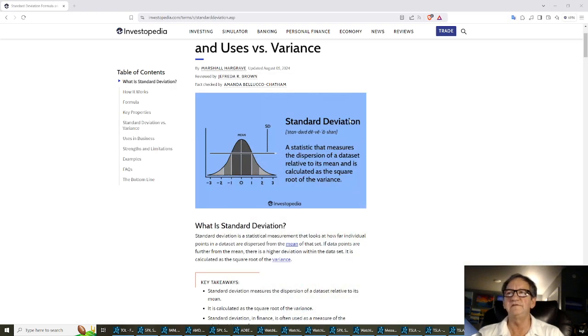It's standard deviation, the statistic that measures the dispersion of the data set relative to the mean and is calculated as the square root of the variance. So this is all calculated for you by using this tool.